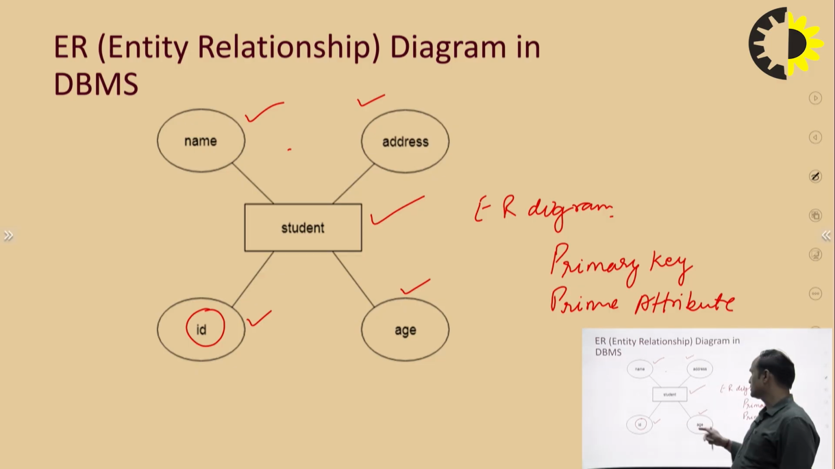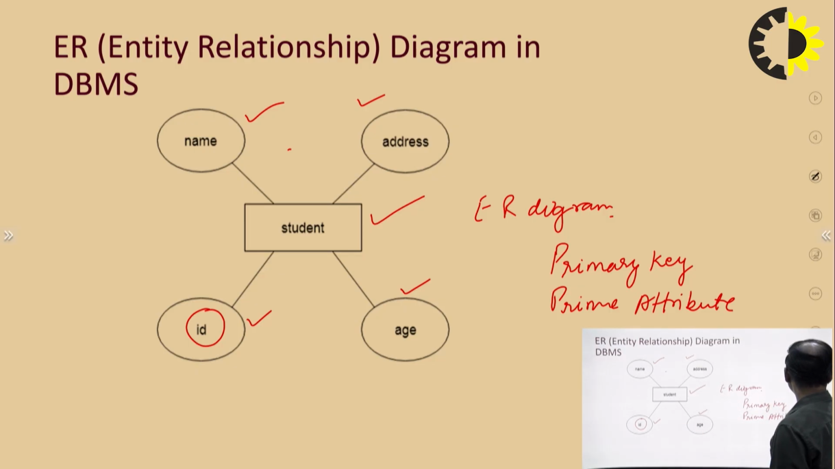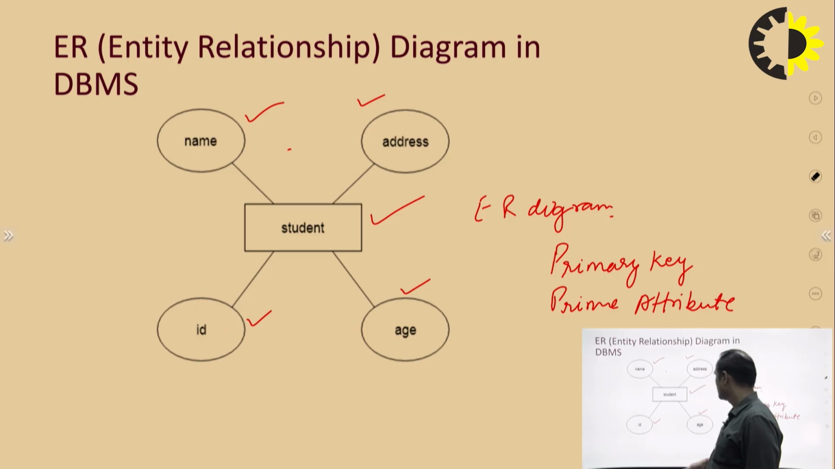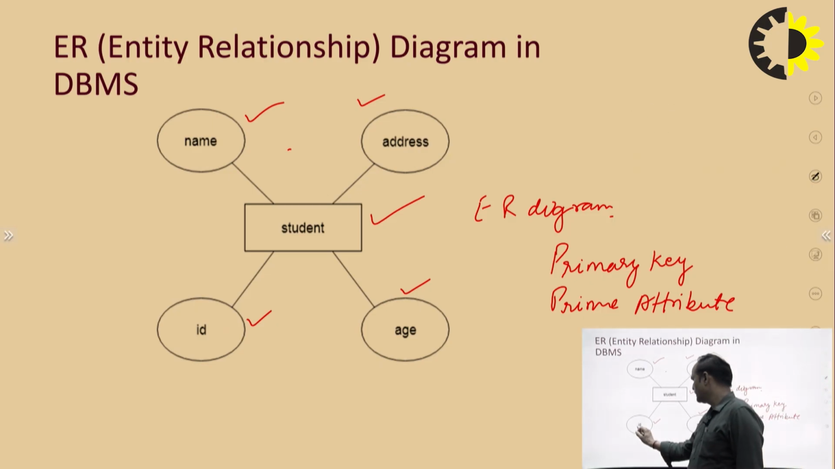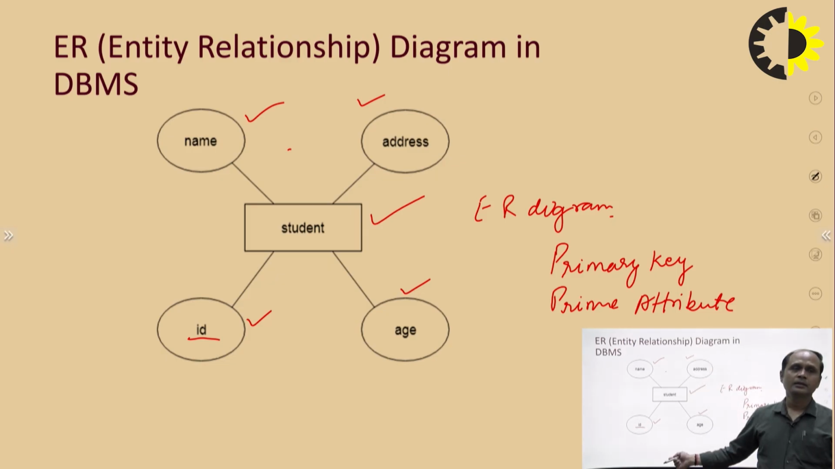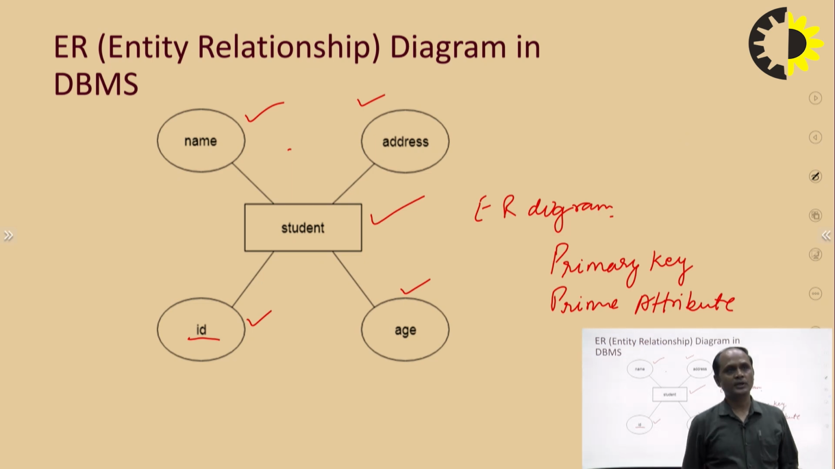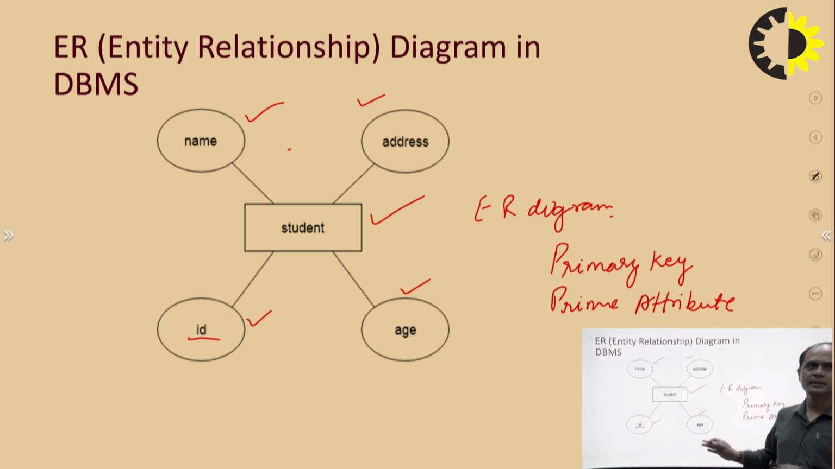In this particular scenario we can use ID as a primary key, and this underline shows that ID is the primary key of this particular ER diagram. So it is a basic ER diagram of a student that we can map over there.